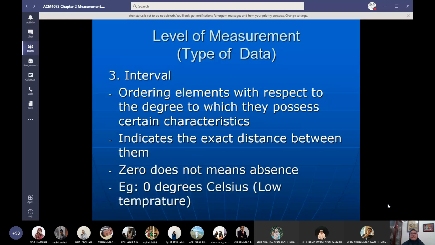Okay, example, 0 degrees. What do we mean by 0 degrees? It's very cold. Negative, in fact, even negative is still values. Very, very cold, low temperature. This is a good example.